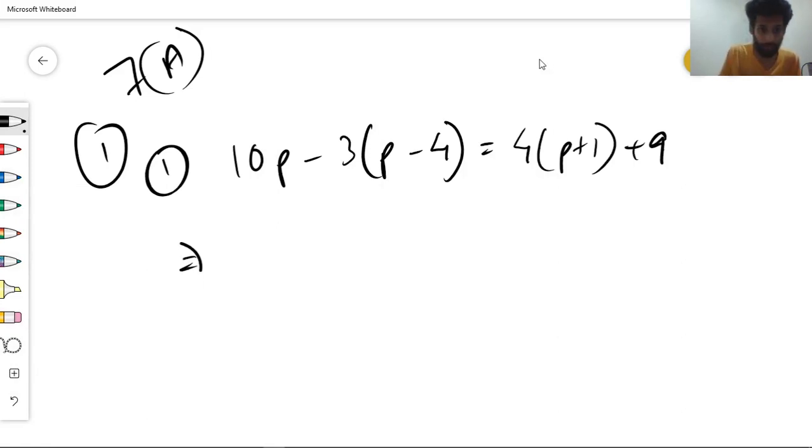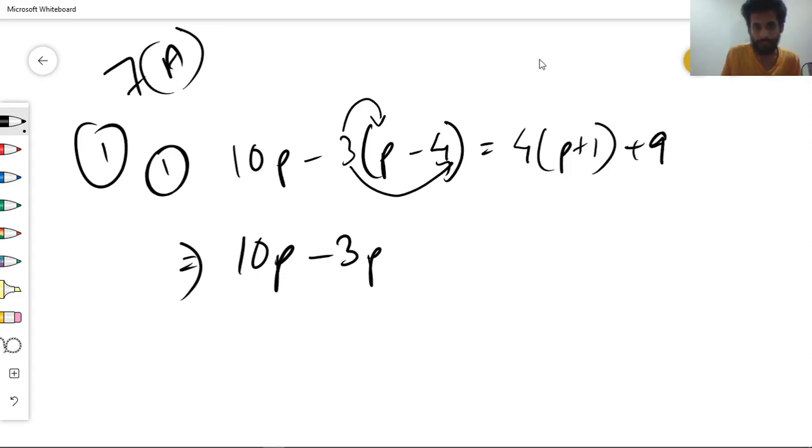So here first of all, we will try to solve all this bracket and everything. We will simplify it, we will not leave any of these brackets. So now we will open the bracket. When we open the bracket it will be minus 3p, and this minus will also go to that 4, so it will be plus 12. 3 into 4 is 12, and minus minus is plus. Then on this side 4 will go to both the things, so 4p plus 4 plus 9.